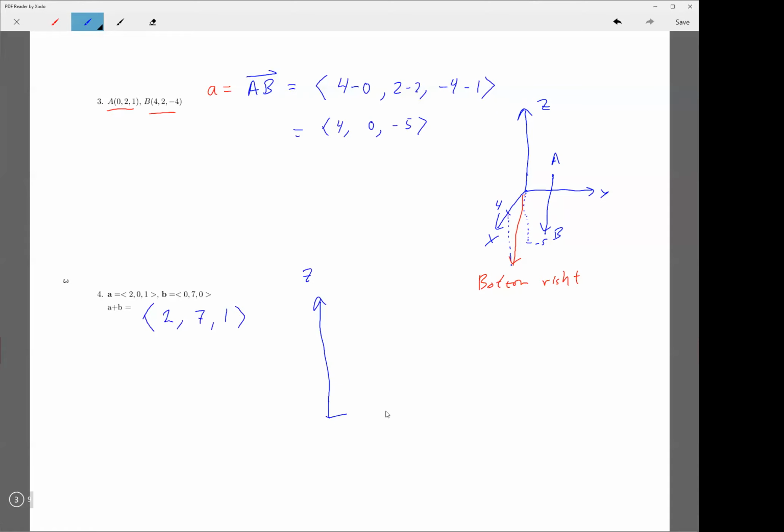Okay, so you have the z-axis there, the y-axis over here, and the x-axis coming out that way. So we have this vector here, 2, 0, 1: 2 in this direction, 0 in this direction, and 1 going up. So that's going to be our A right there. It goes from the origin up to here. That's our vector A.